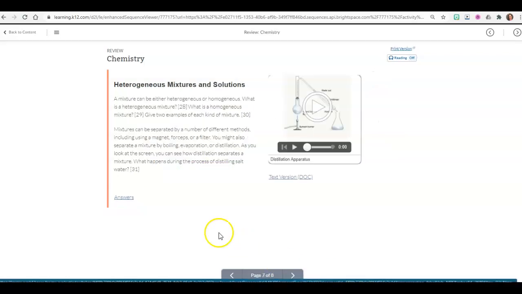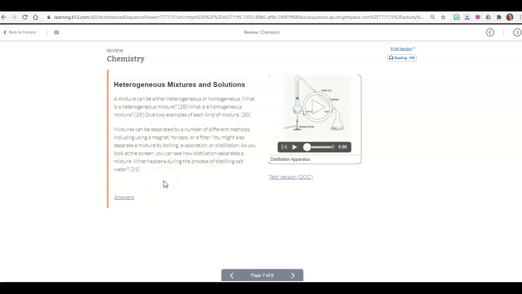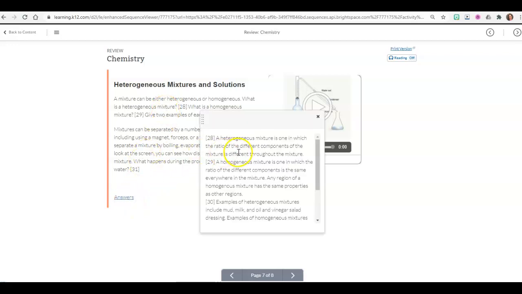All right, getting close to the end: heterogeneous mixtures and solutions. A mixture can be either heterogeneous or homogeneous. Remember that a heterogeneous mixture looks different. It's one in which the ratio of the different components of the mixture is different throughout the mixture. This would be like Chex Mix, where we can see the different pieces. It doesn't look like milk, which looks like one continuous substance.